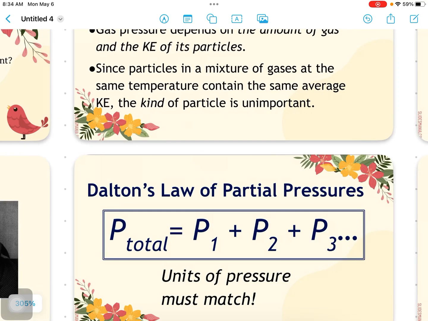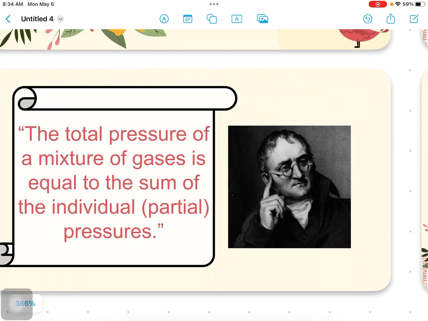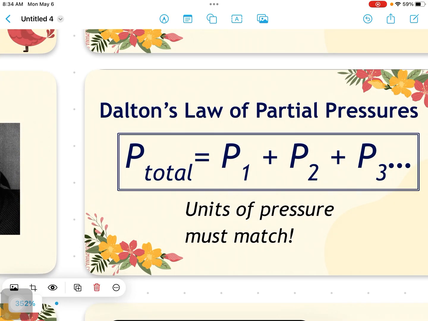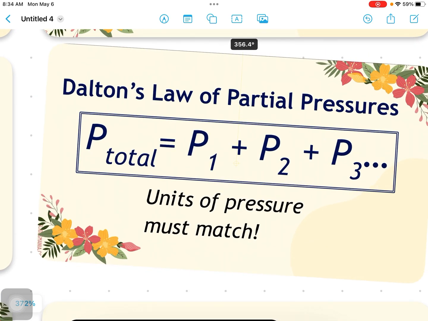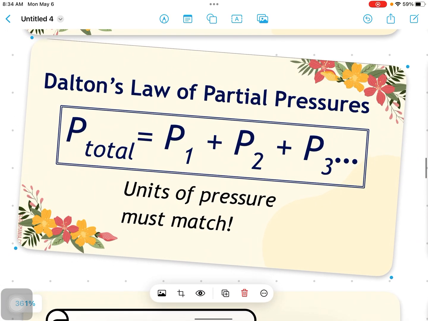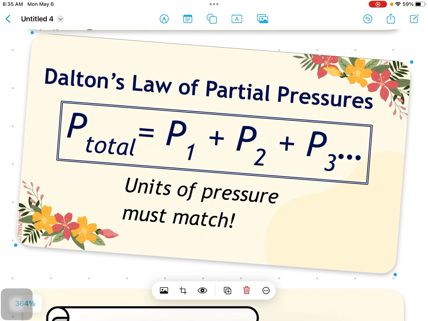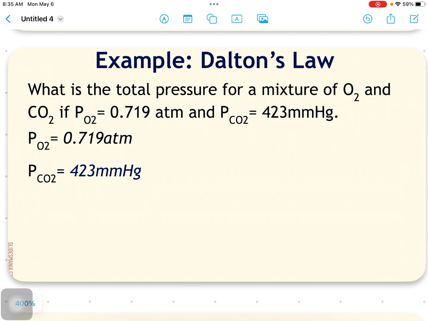Dalton came up with this law, which says the total pressure of a mixture of gases is equal to the sum of its individual partial pressures. So the total pressure is adding up all of these partial pressures together. Here's Dalton's law of partial pressure: P total equals P1 plus P2 plus P3, and it just keeps going. The major thing is that their units have to match. If their units don't match, you need to convert them. So let's do an example.